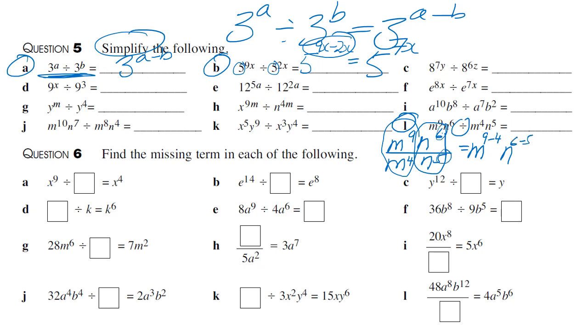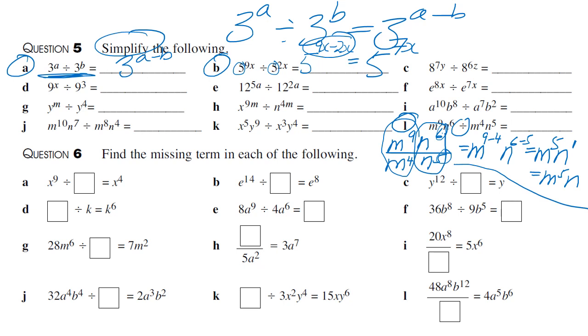Can I simplify a bit more? Yes, I can. That equals m to the power of 9 take away 4, which is 5, and n to the power of 1. Can I simplify a bit more? Yes, I can, because n to the power of 1 is just n. So your answer would be m to the power of 5 multiplied by n. Okay, have a go at the other ones.